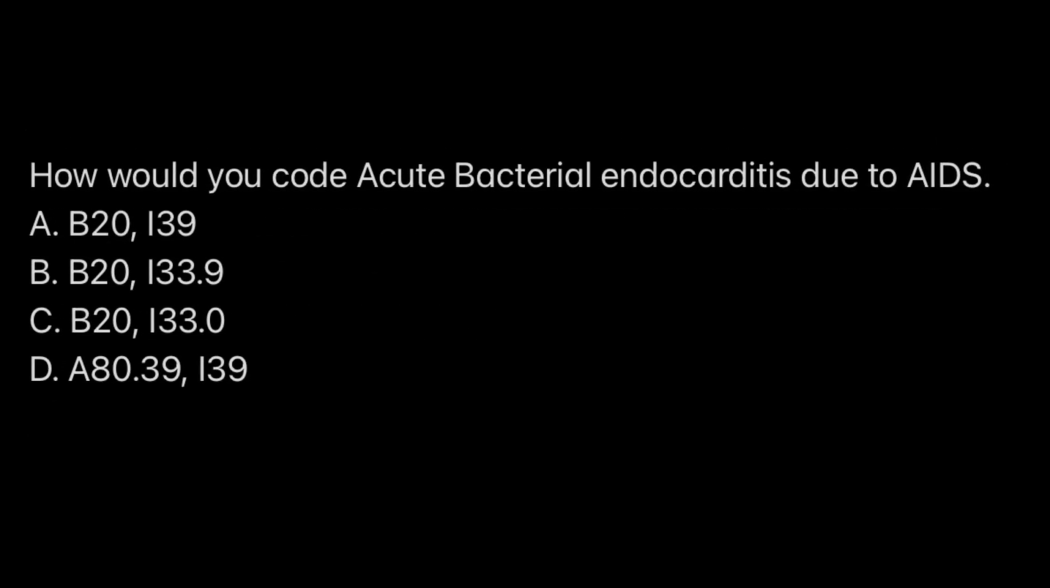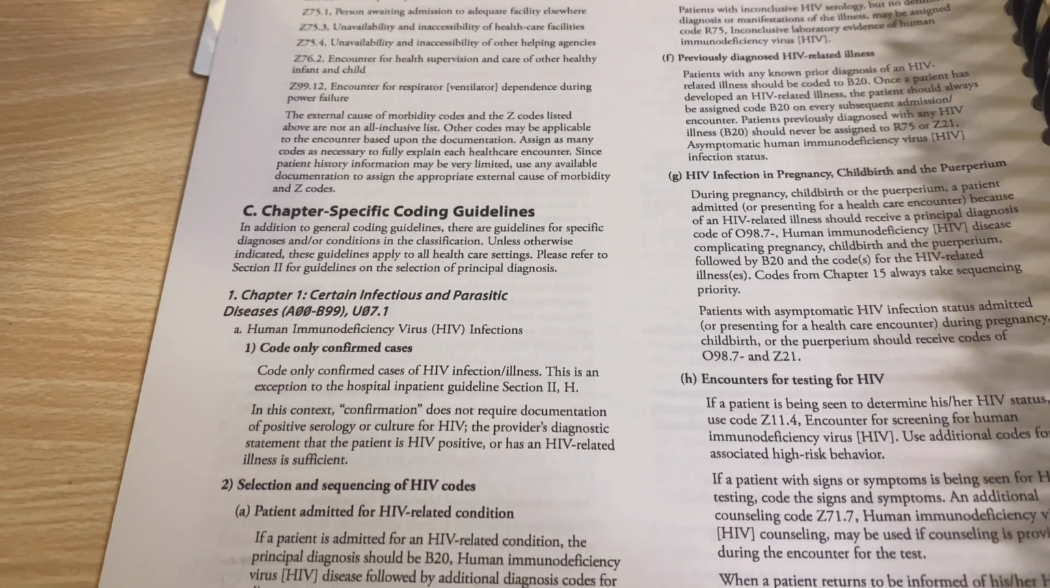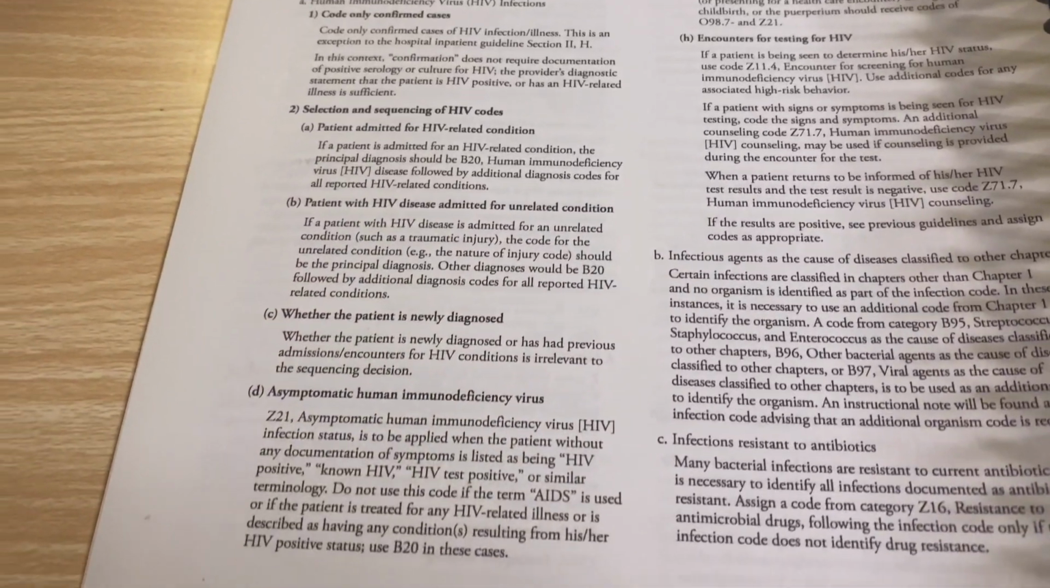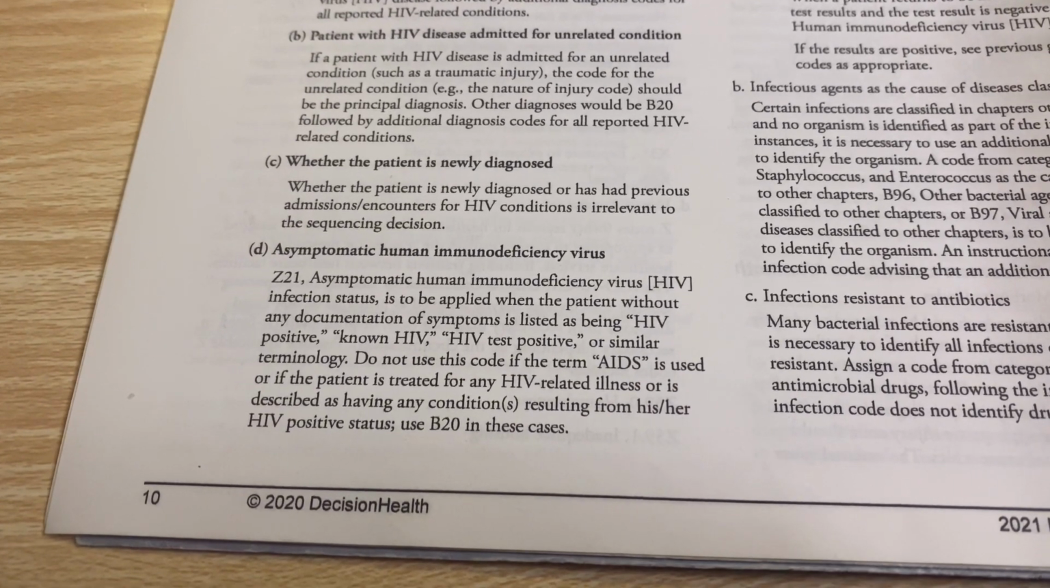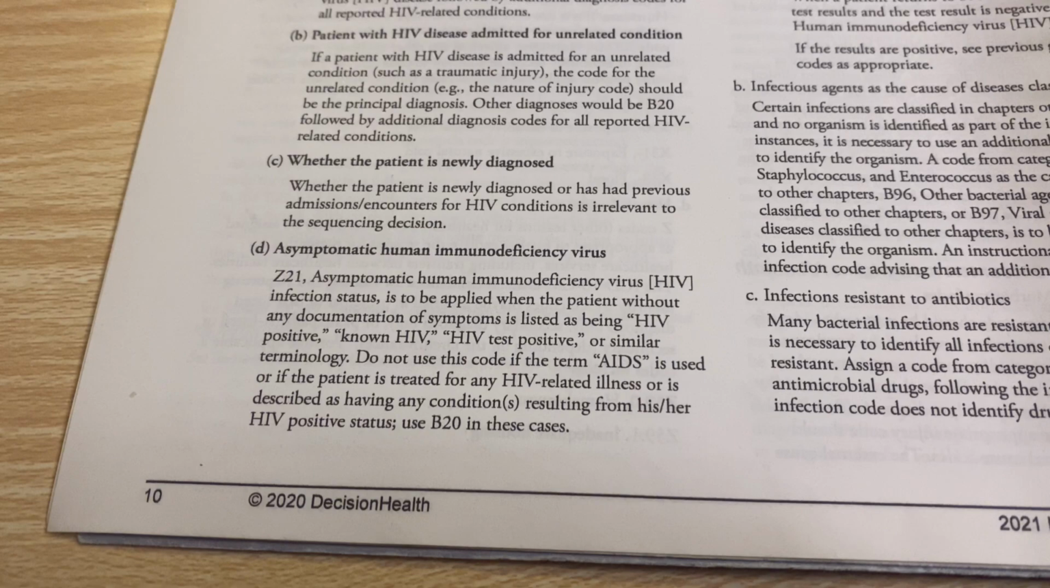For our next question, we have, how would you code acute bacterial endocarditis due to AIDS? And we see we have some B20s and we have an A80.39, and then our last codes are I33 or I39. So in our guidelines, we want to go to the very first section when they start talking about AIDS and HIV. It tells us that asymptomatic human immunodeficiency virus infection status is to be applied when the patient, without any documentation of symptoms, is listed as being HIV positive, known HIV, HIV test positive, or similar terminology.